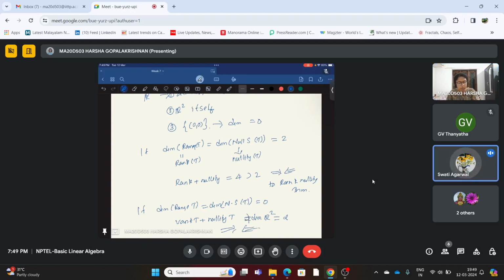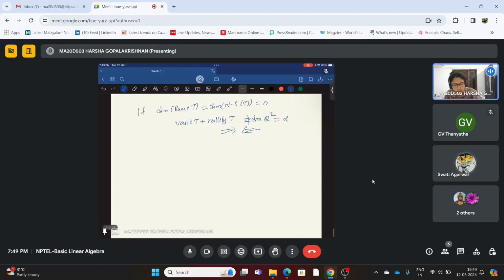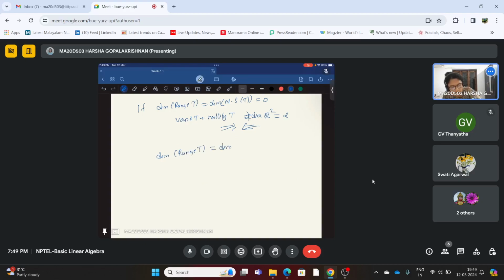So what is the remaining possibility? Both should be 1. The dimension of the range of T should be equal to the dimension of the null space of T, equal to 1. So we will get 1 plus 1 equal to 2. Okay, so we removed the first two possibilities, where both are 2 and both are 0.